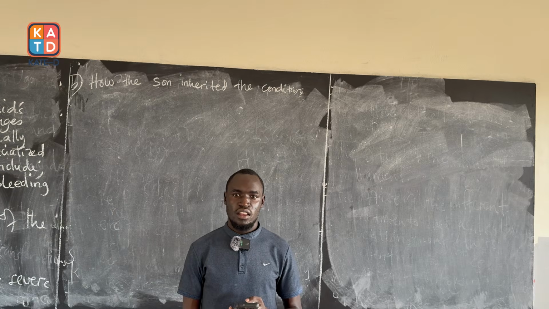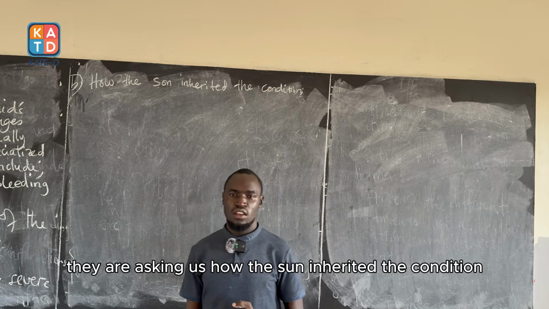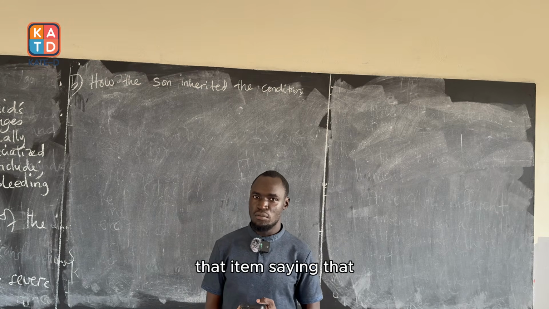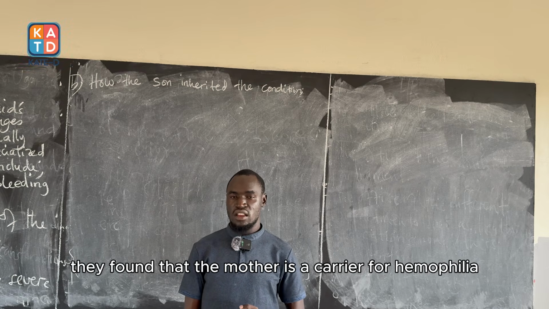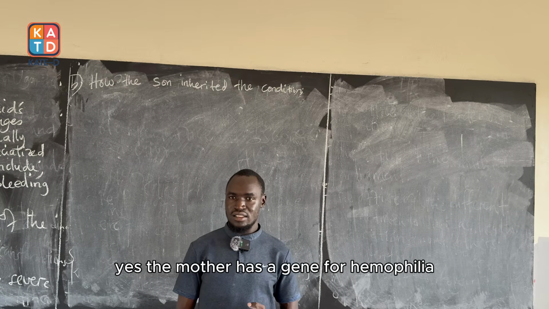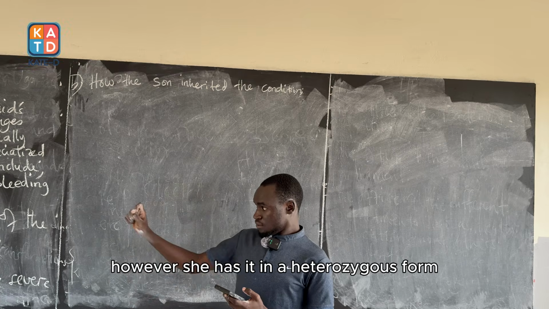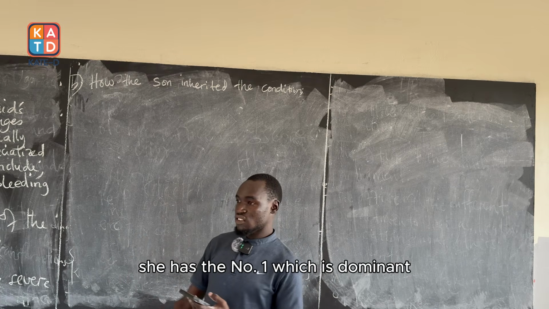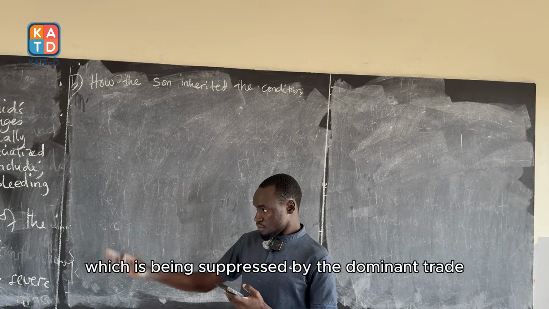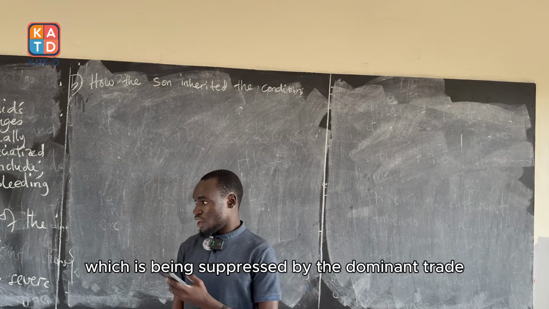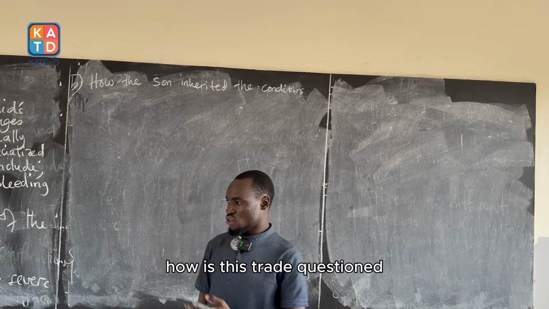Our part B, they are asking us how the son inherited the condition. First of all, they gave us a hint in that item saying that on checking with the health doctors, they found that the mother is a carrier for hemophilia. Yes, the mother has a gene for hemophilia, however, she has it in a heterozygous form. She has the normal one, which is dominant, and she has the recessive one, which is being suppressed by the dominant trait.